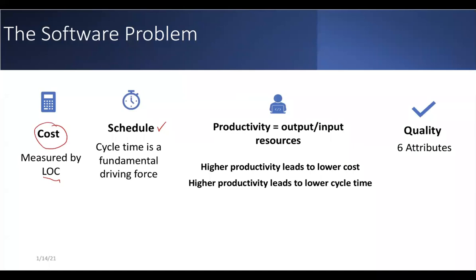Combining the cost and the schedule, we have the productivity, the ratio between the output and input resources used. Our goal always in a software development process is to guarantee that we have high productivity to reduce the cost and the cycle time. The quality, on the other hand, is defined by the six attributes, and it cannot be measured or quantified. I can't say it's 60%, 7%. No, it is across multiple dimensions.